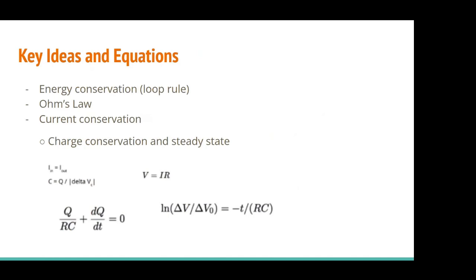Key ideas and equations: energy conservation, so the loop rule, which is right here; Ohm's law, which is this one right here; current conservation, which is charge conservation; and steady state, which is right here. And we use these to calculate different values, given the values given by the voltmeter and ammeter in the next slides you'll see.